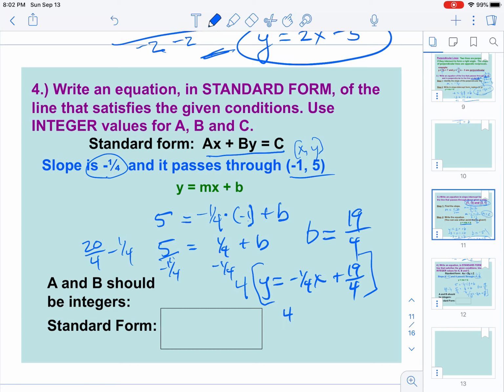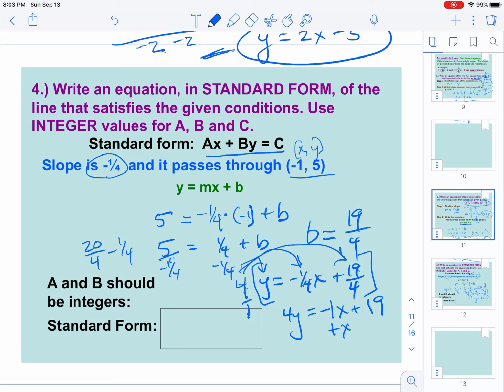And what I end up with is 4 times y. It's like I'm distributing this here, here, and over here. So 4 times y is 4y equals 4 times a negative 1/4 is actually a negative 4 over 4, or negative 1x, plus 4 over 1 times 19 over 4 is actually 76 over 4, because I take top times top, bottom times bottom, 76 over 4, which is really just 19.